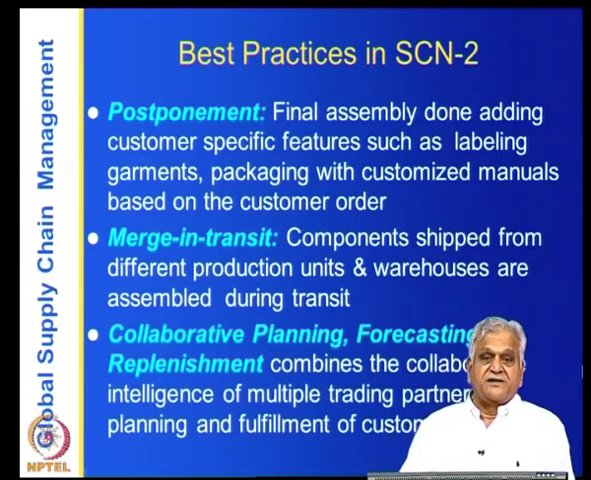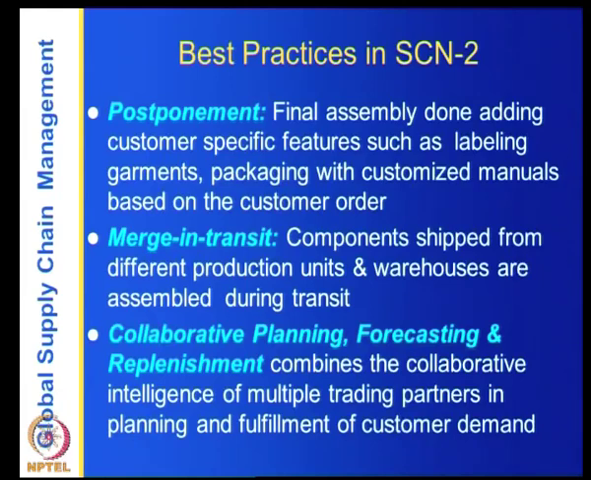And finally, there is collaborative planning, forecasting and replenishment, where there is the collaborative intelligence of multiple trading partners in planning and fulfillment of customer demands. So, you have various collaborations between multiple trading partners, and the whole forecasting, everything is done using that.